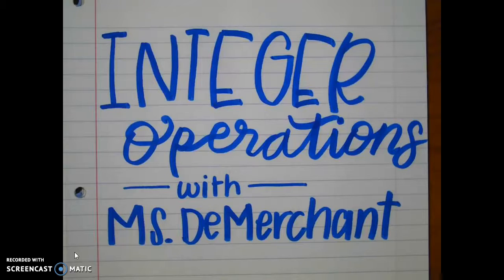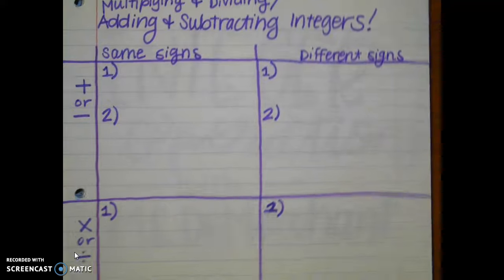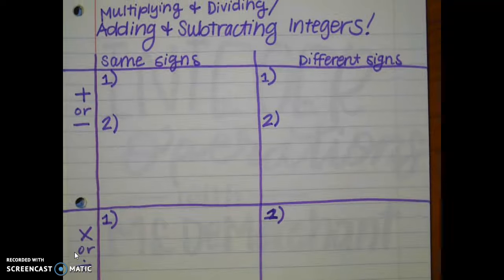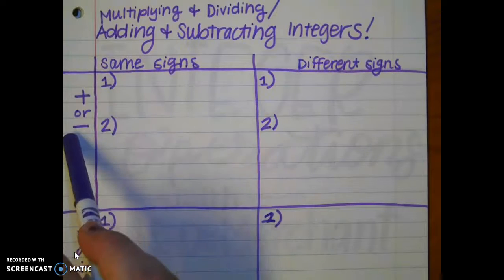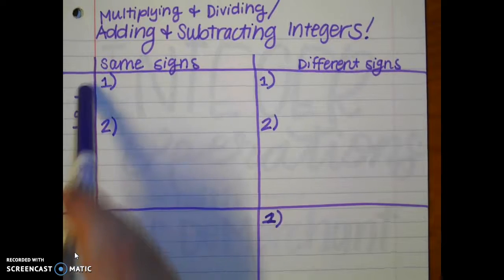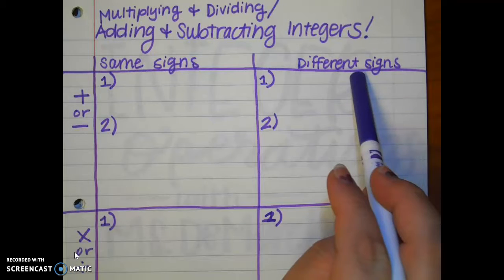In this video, we're going to be going over integer operations because some people are still struggling with adding and subtracting or multiplying and dividing integers, especially when they're negatives and positives mixed together. So I'm going to go ahead and go over this with you guys. This might look familiar. This is kind of like our key to decipher what we needed to do when it came to adding or subtracting with same signs or adding and subtracting with different signs.